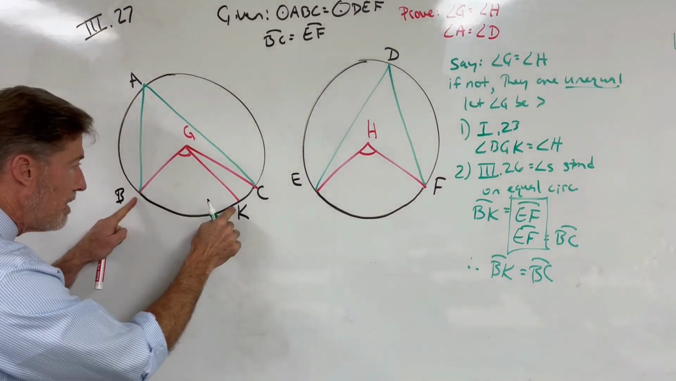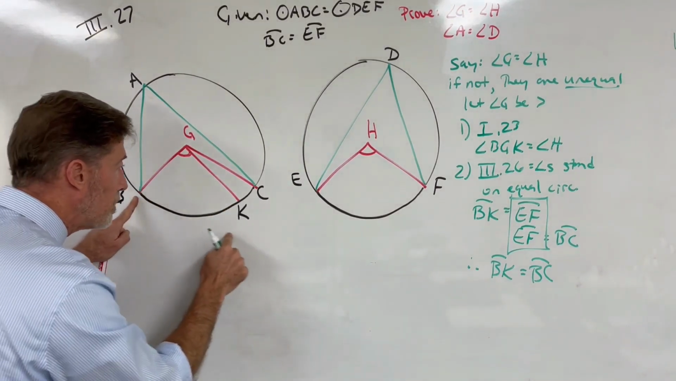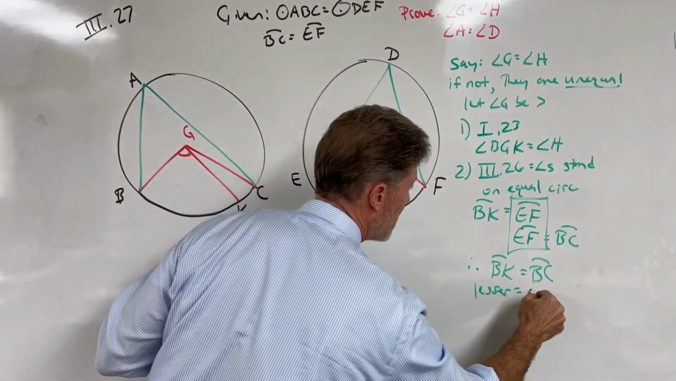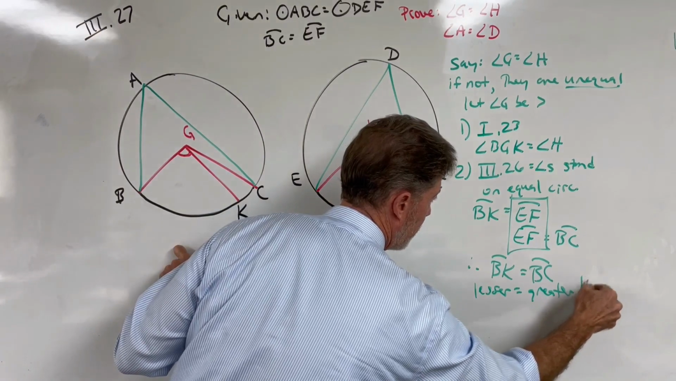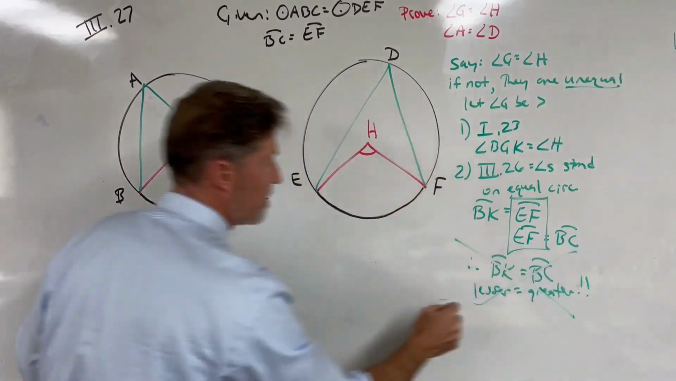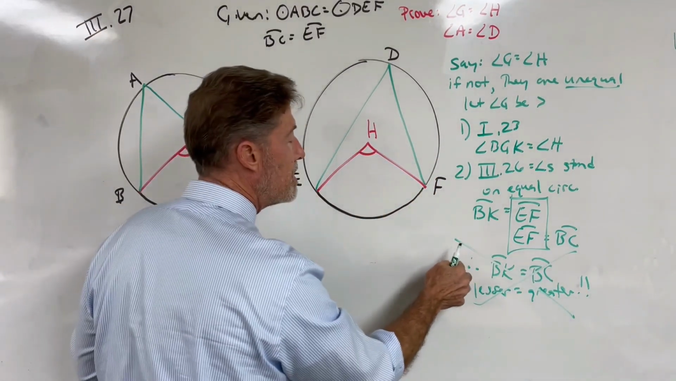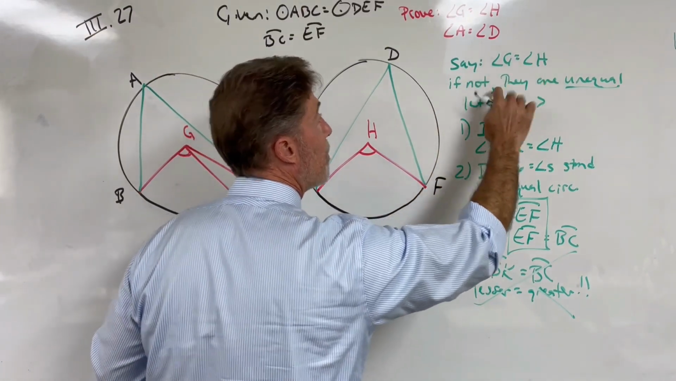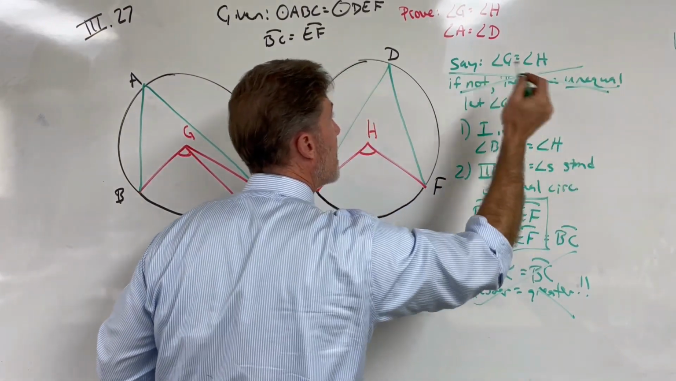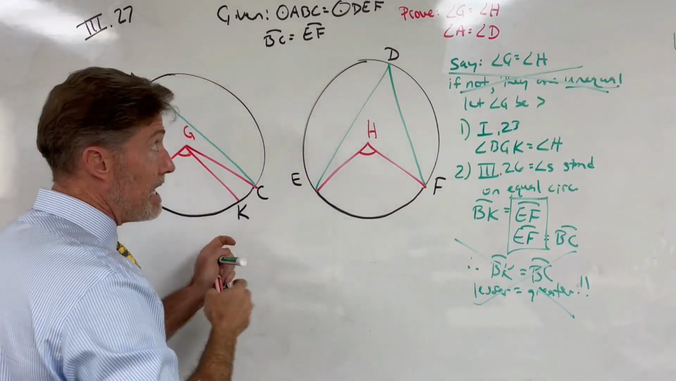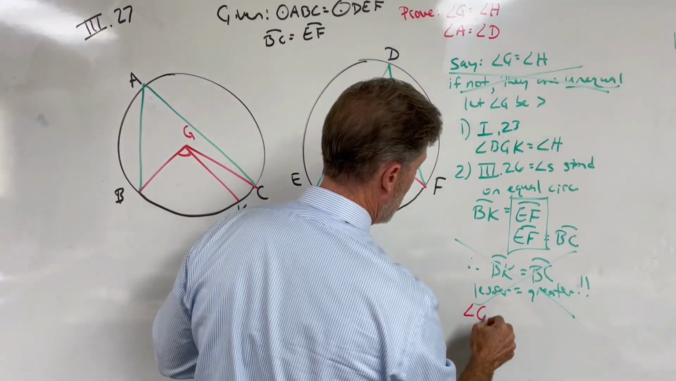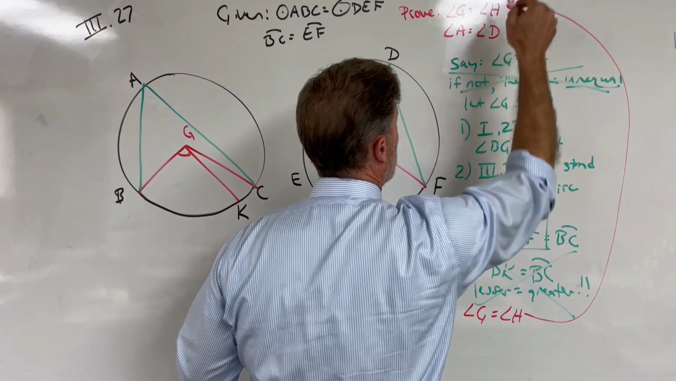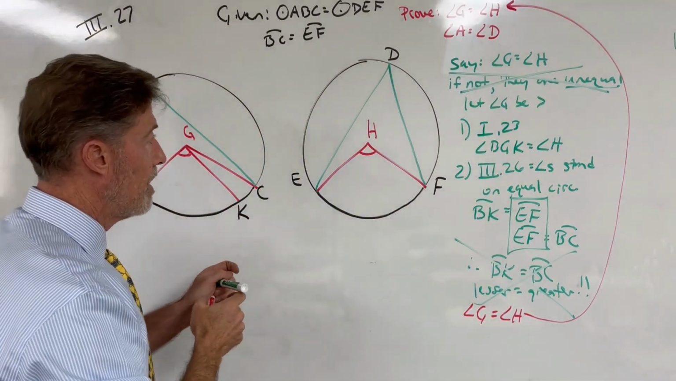Circumference BK, this smaller piece, is also equal to circumference BC. That doesn't make any sense. We're saying that the lesser is equal to the greater, which is, of course, absurd. And what gave rise to this absurdity is the assumption that these angles are unequal. Therefore, they are not unequal. Well, if they're not unequal, then they must be equal. So angle G must be equal to angle H. So we've proven the first part.